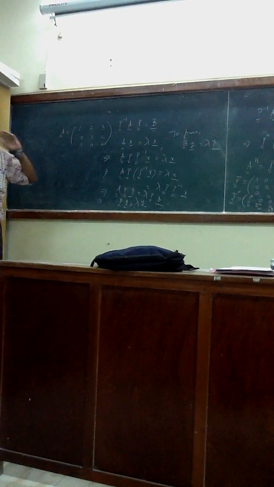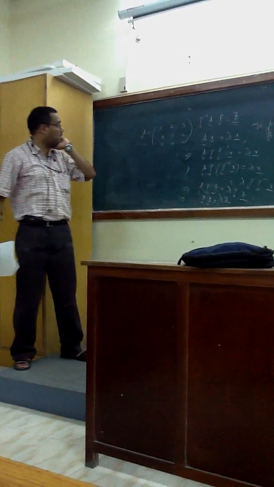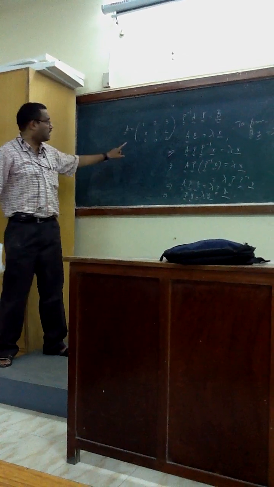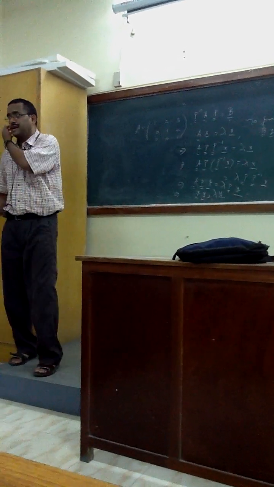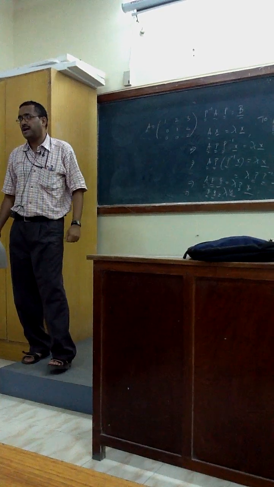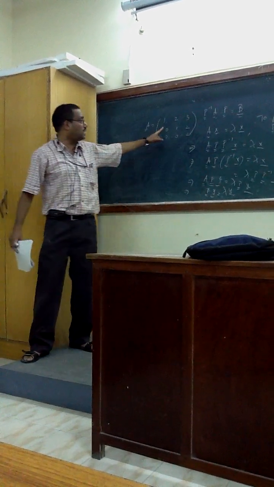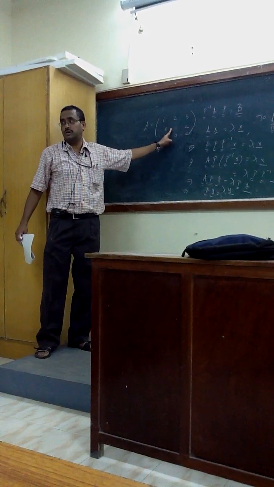What are the eigenvalues? 1, 1, 2, right? Okay, these are the eigenvalues. Find out e to the power T. Okay, so you can see we are having only one eigenvector for this case.